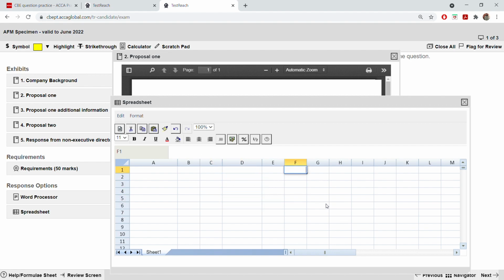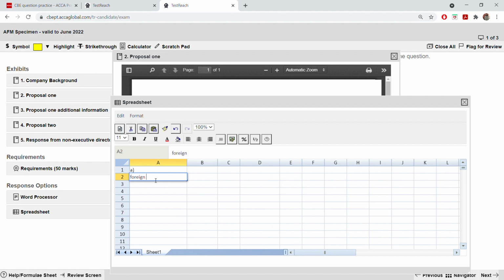Before you start, always make sure that you write the label, because Excel can be used for many different requirements, not only one. So you have to write A, since you're using this for requirement A. Write all the amounts in one cell, for example the foreign payment. You can put the dollar sign, because the dollar is the payment currency and the Swiss franc is the home currency.